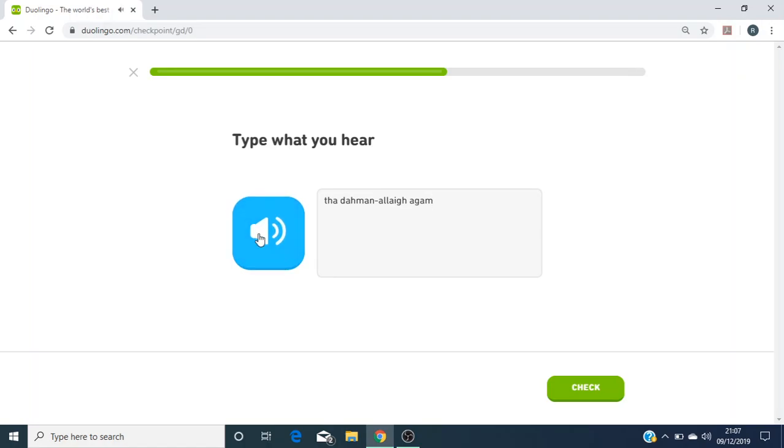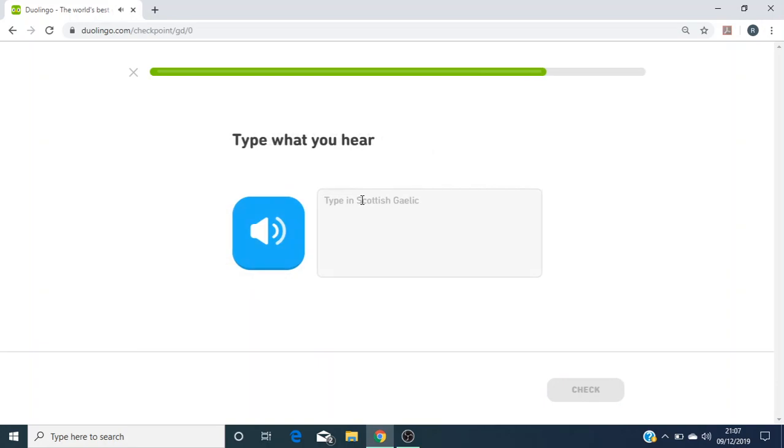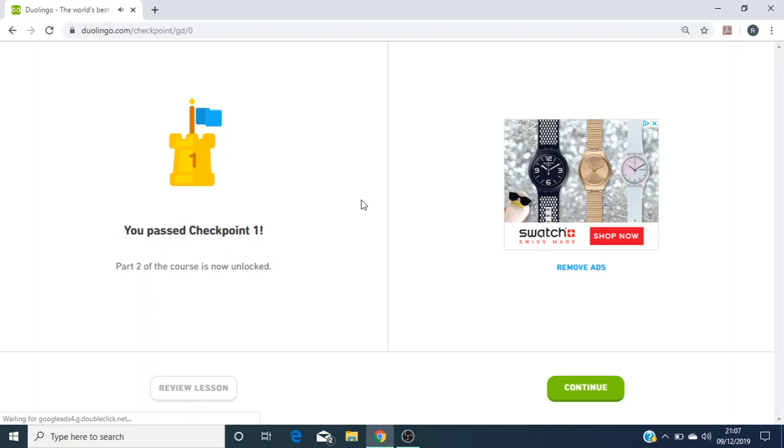Ha davanali acum. I'm not entirely sure I've spelt that correctly, but rabbit is kionanach. Ha mi ho og. Shaw morag. How did I do? Yay! Past checkpoint 1. Right, that was worth it all.